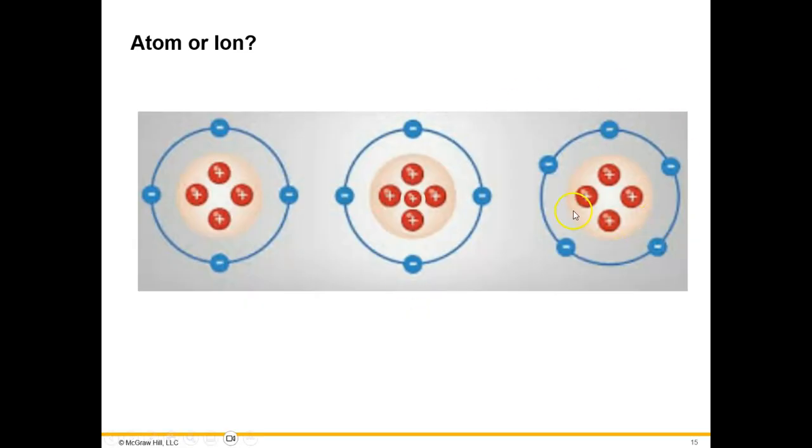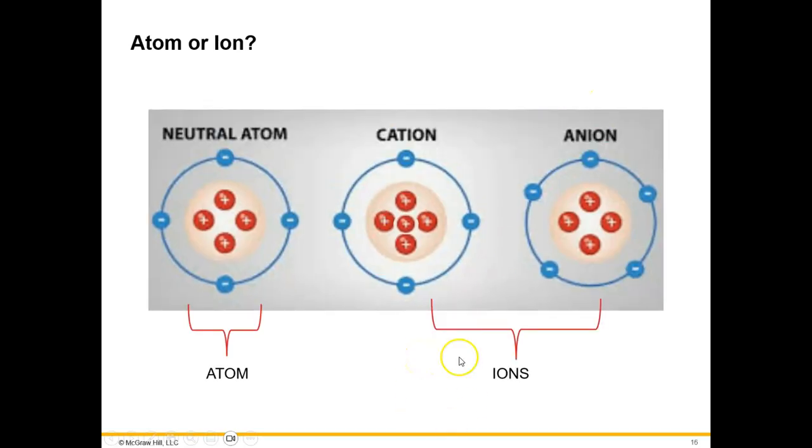Over here you can see we've only got 4 protons, but we've got 5 electrons, which are negatively charged, meaning this atom is going to have a negative charge. So here are 2 ions, positively charged cation, negatively charged anion. This is just called an atom because it has no charge at all.